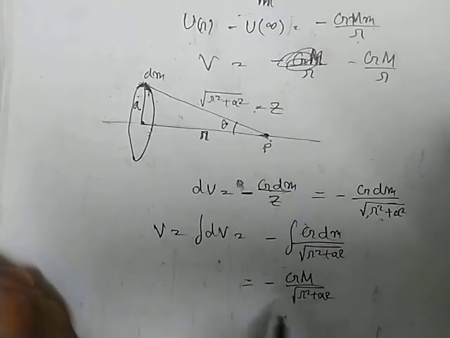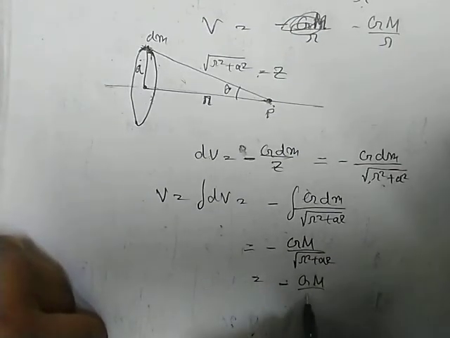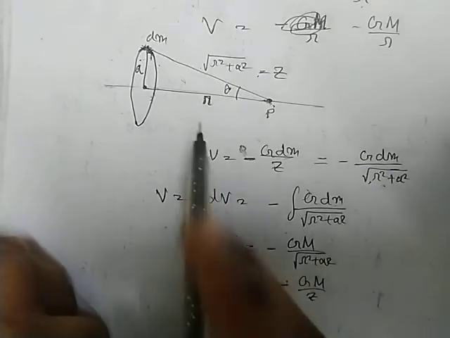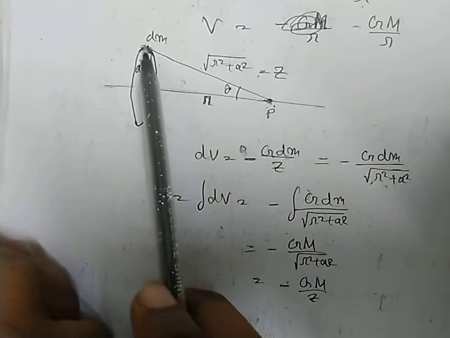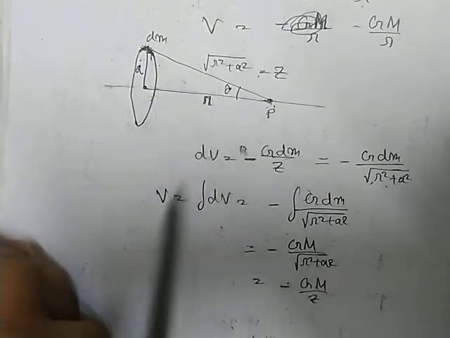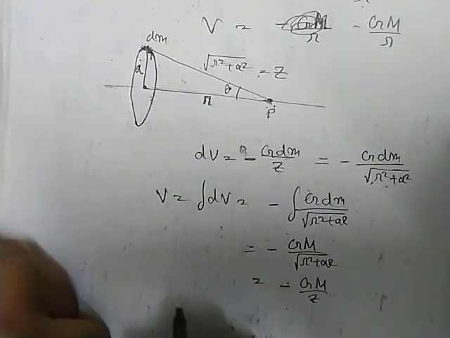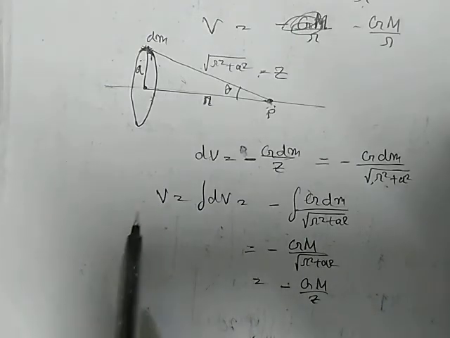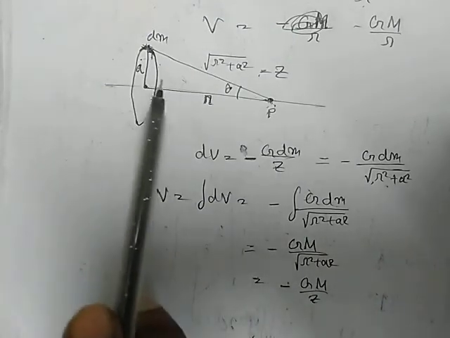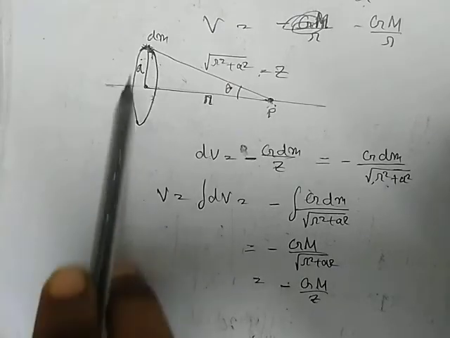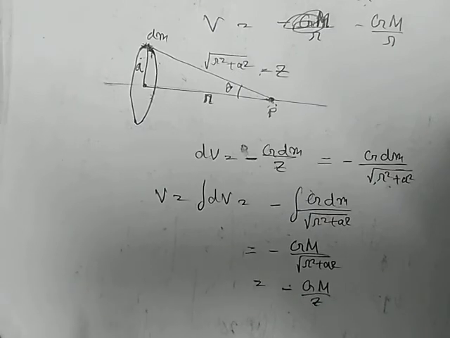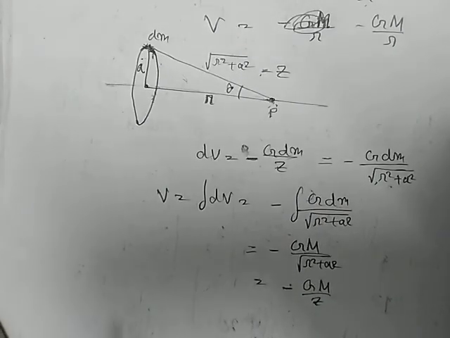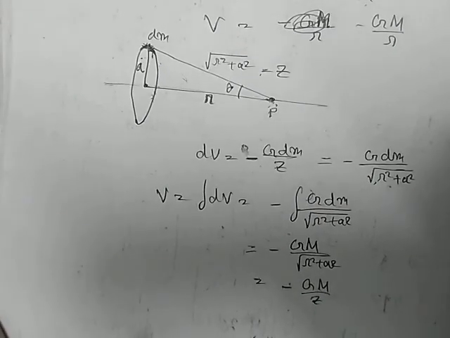And as we have seen, root r square plus a square is z, so we can write this as minus GM by z, where z is the distance between the point P and the mass element. So we have found the expression for the gravitational potential due to this uniform ring. And up next, what we are going to see is the potential due to a solid sphere.